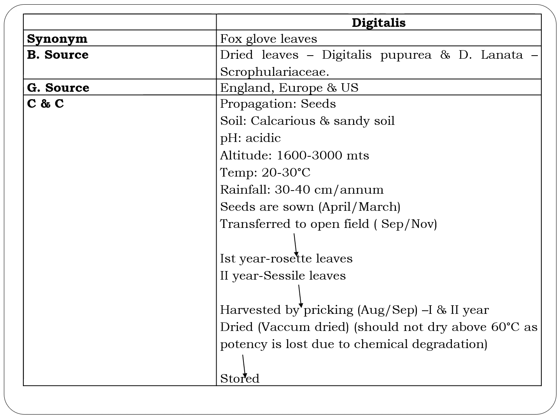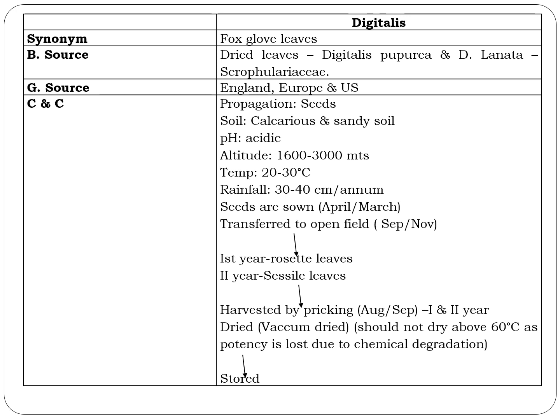It is propagated by seeds, and calcareous and sandy soil is preferable. Acidic pH of soil is meant for propagation of digitalis. It grows well at an altitude of 1600 to 3000 meters above sea level, temperature 20 to 30 degrees Celsius and rainfall 30 to 40 centimeters per annum. The seeds are sown in the month of March or April. Later, they are transferred to the open field in September or November.